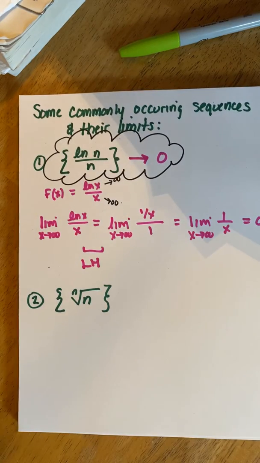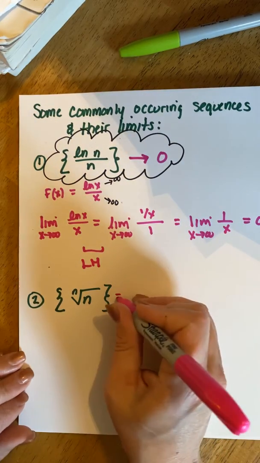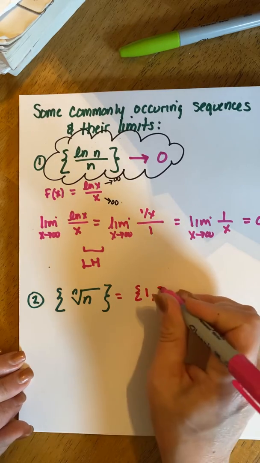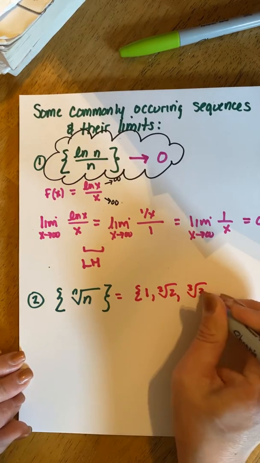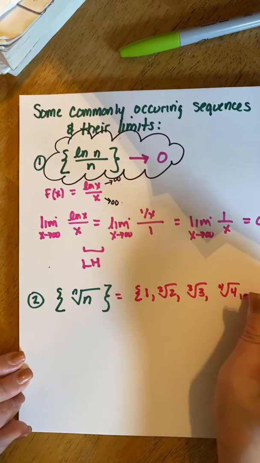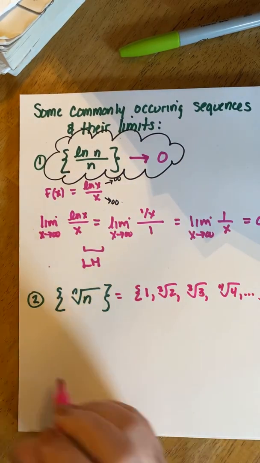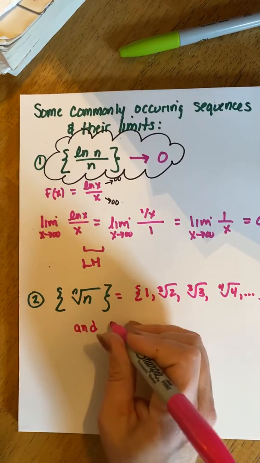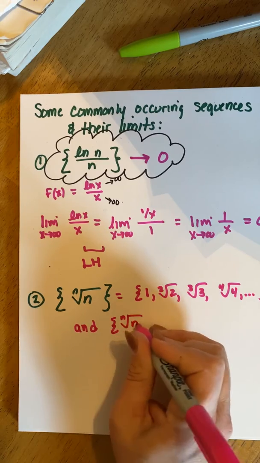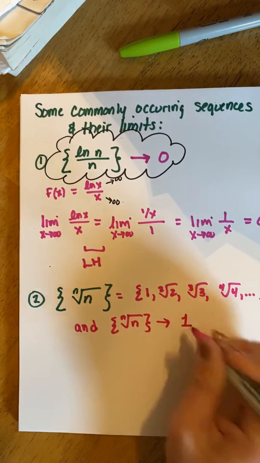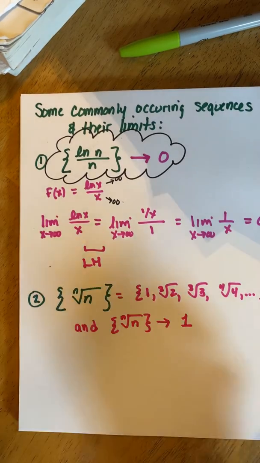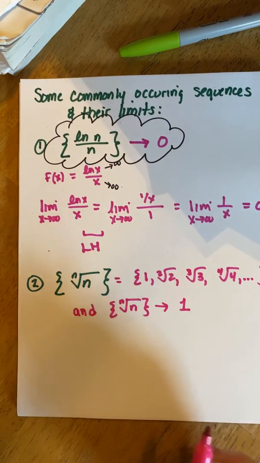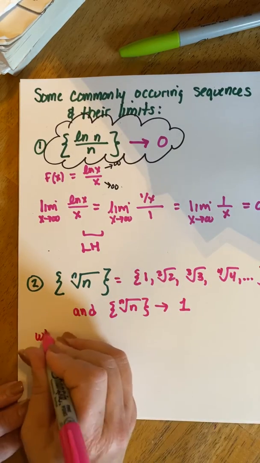This one's a little bit trickier. The nth root of n. If we looked at this, this would be the first root of 1, the square root of 2, the third root of 3, the fourth root of 4, and so forth and so on. This actually converges. You can pop it into your calculator, but it converges to 1. And this one again is going to be a little bit handy in our series talks later.